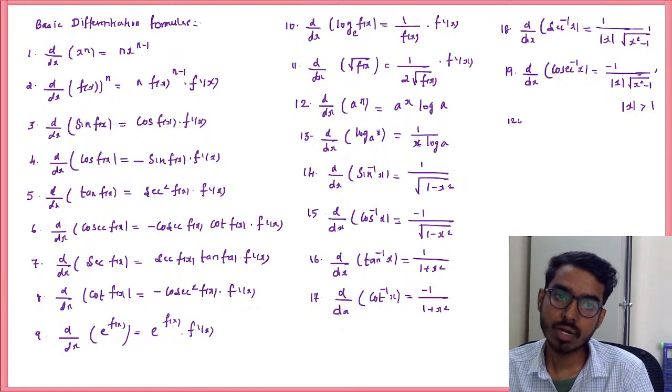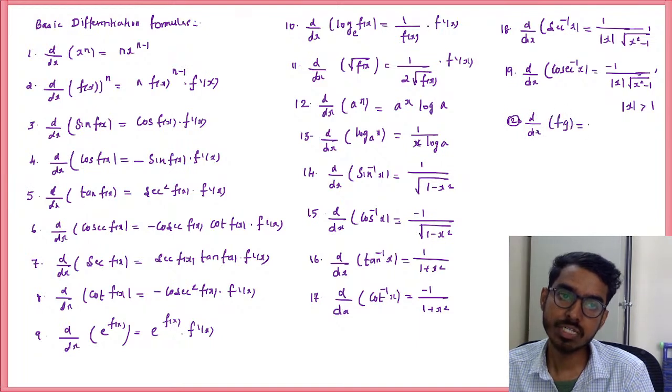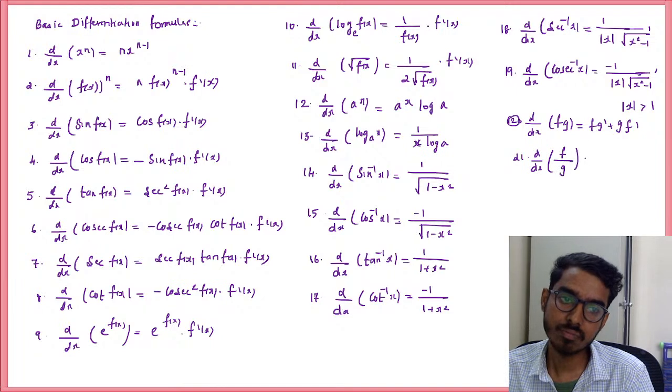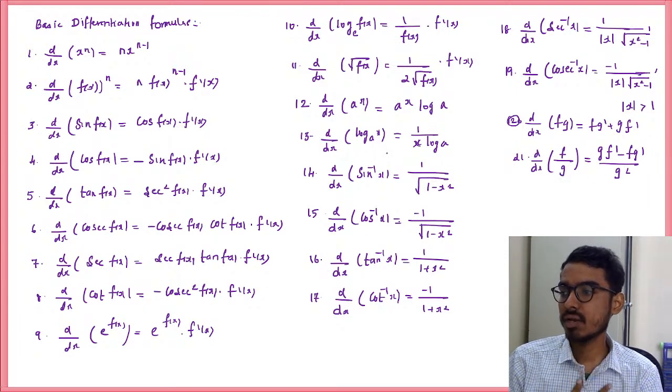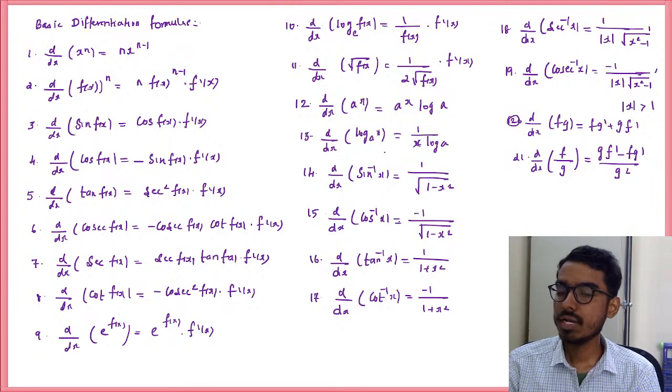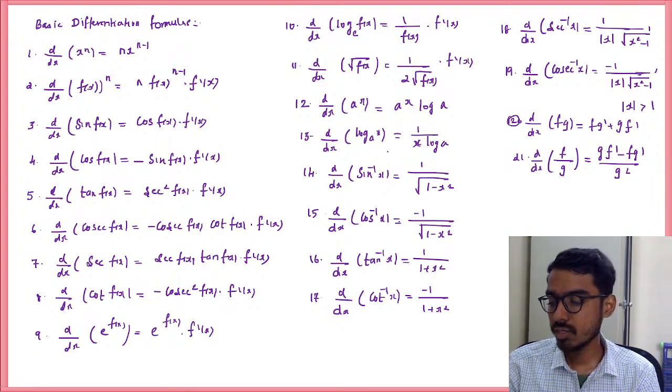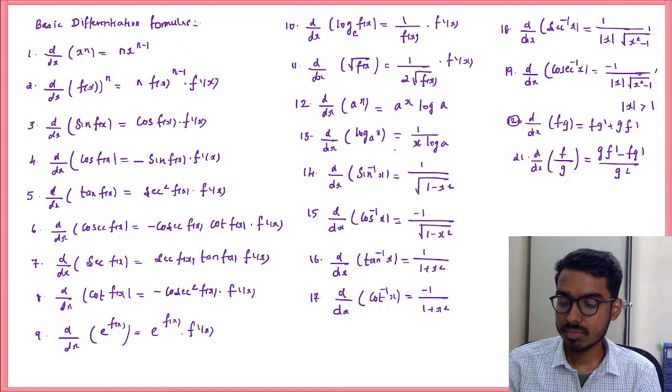And you know product rule and quotient rule, right? d by dx of f into g will be f g dash plus g f dash. d by dx of f by g will be g into f dash minus f into g dash by g square, right? So you just recall all the formulas which will be helpful when we are solving the problem. I listed out the basic differentiation formulas.